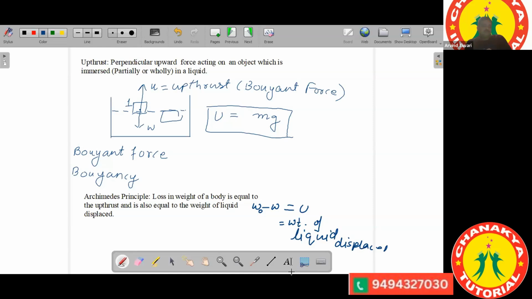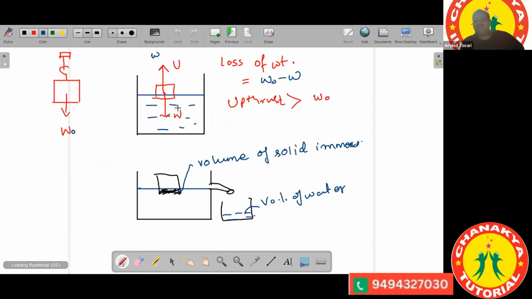Chavan, understood this Archimedes principle? Siddharth, have you understood? Yes, sir. Okay. Sir, can I explain once more? Yes, sir. Okay, who says once more? Okay. So first understand this activity which we did.